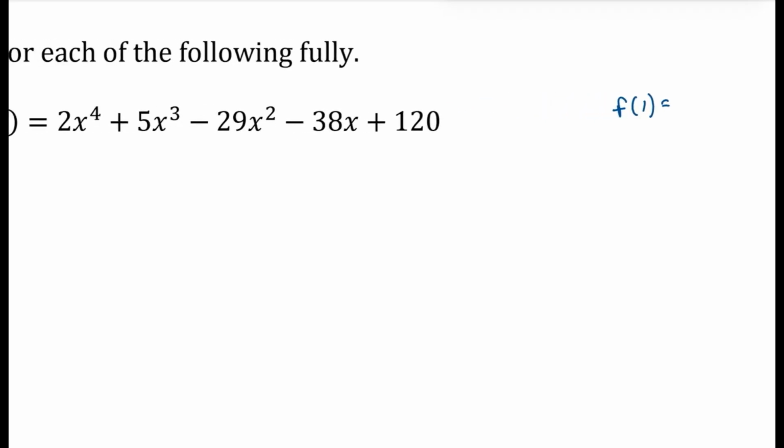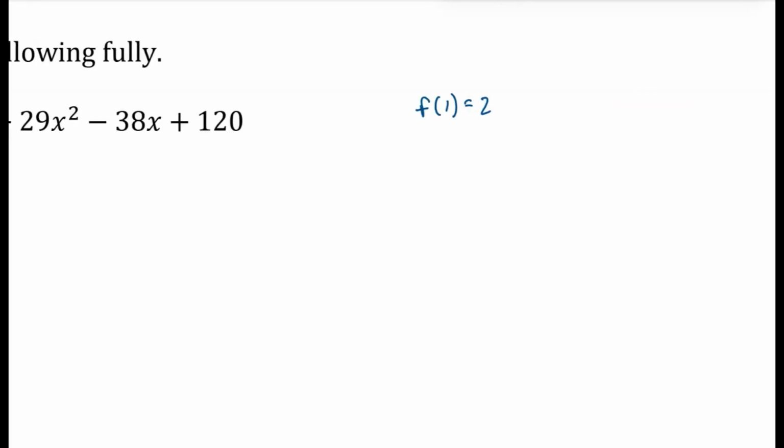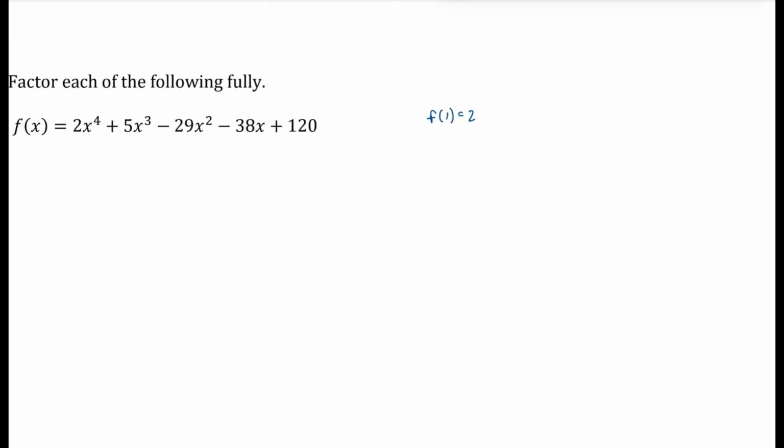So 1 to the 4th is 1, so 2 times 1 is 2. 1 to the 3 is 1 times 5 is 5. Do you see the pattern here? See where this is going? We're just adding up the coefficients because the 1 doesn't change anything. See why that's easier? So 2 plus 5 minus 29 minus 38 plus 120.